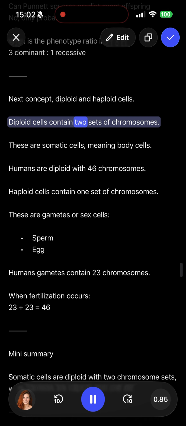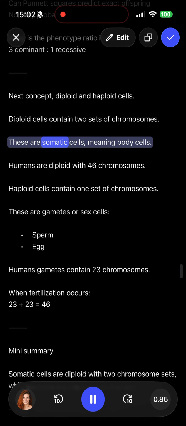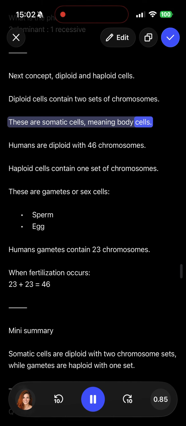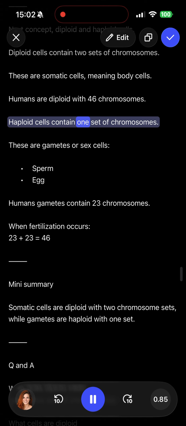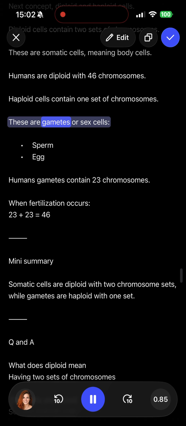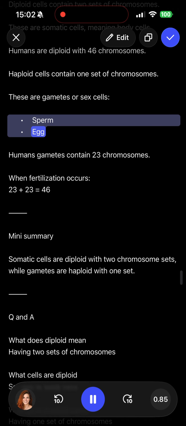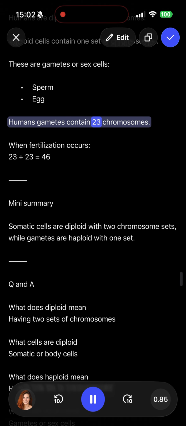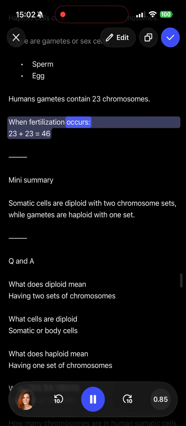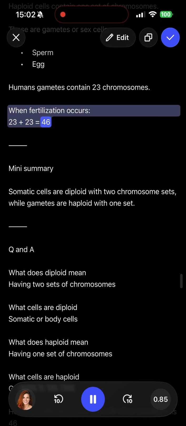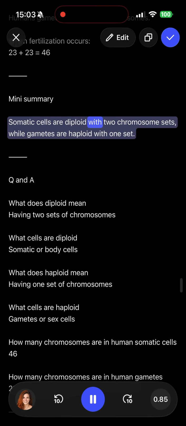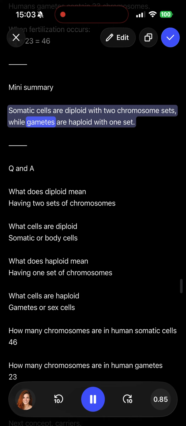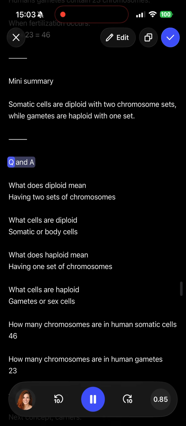Diploid cells contain 2 sets of chromosomes. These are somatic cells, meaning body cells. Humans are diploid with 46 chromosomes. Haploid cells contain 1 set of chromosomes. These are gametes, or sex cells: sperm and egg. Human gametes contain 23 chromosomes. When fertilization occurs, 23 plus 23 equals 46. Mini summary: Somatic cells are diploid with 2 chromosome sets, while gametes are haploid with 1 set.